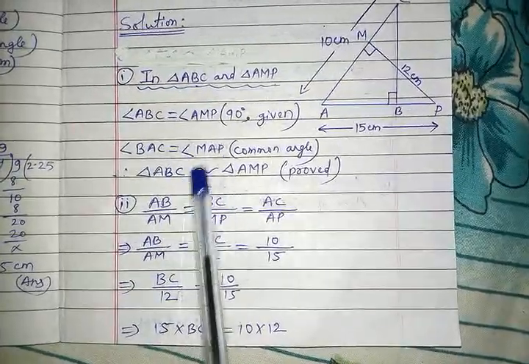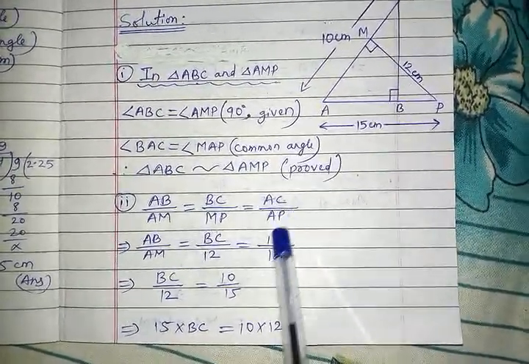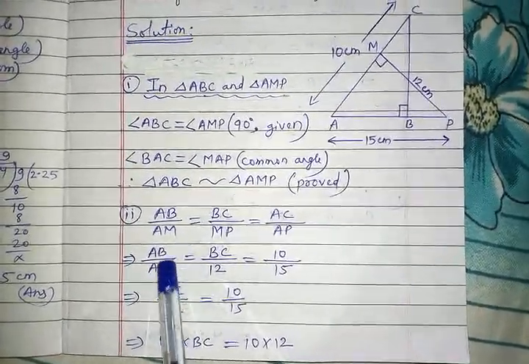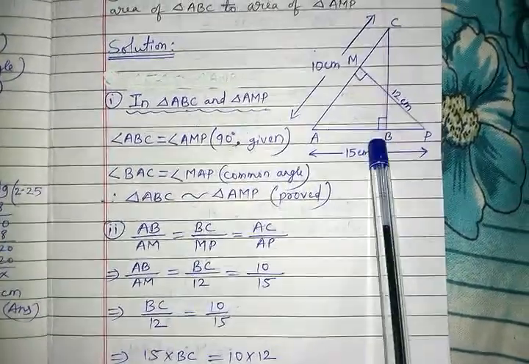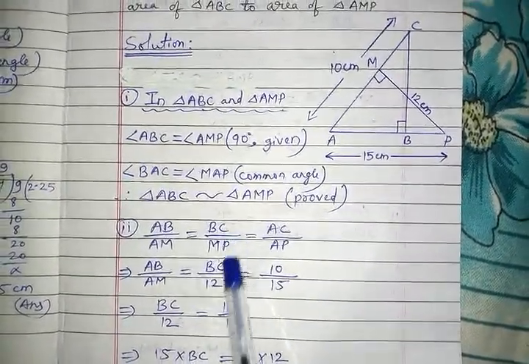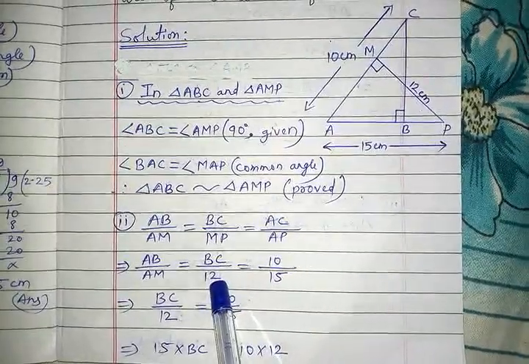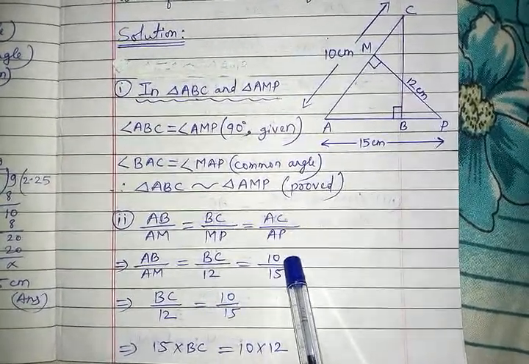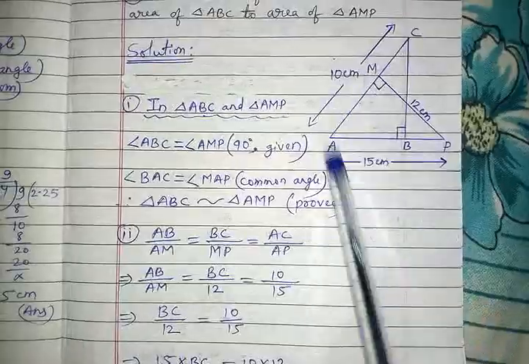And if I take AC, I have to take AP. So AC by AP. Now I will put all the values like AB by AM, nothing given from the diagram. You can see no values given. BC not given, but MP is given 12. And AC is given as 10. AP is given as 15. You can check from here.